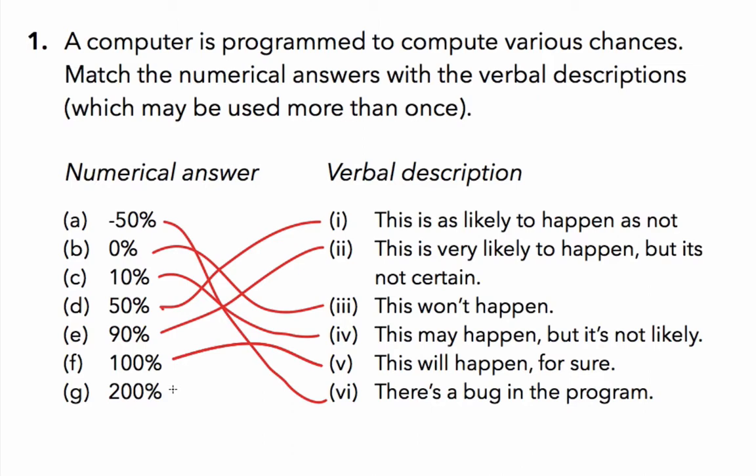Finally, the last outcome, 200%, is by definition not possible since likelihoods expressed by percentage are limited to values between 0% and 100%. This is another bug in our program.